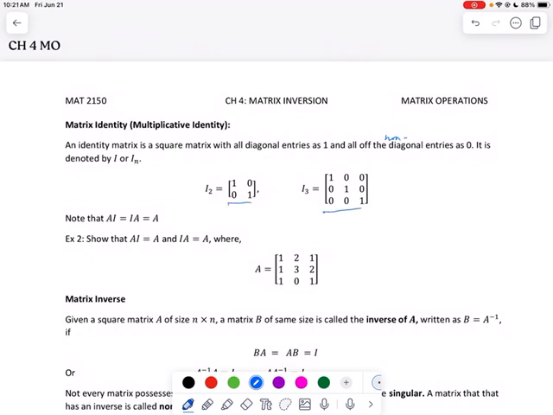Note that when you multiply a matrix A with an identity matrix, whether on the left or on the right, you will always get back A, and that is the purpose of the identity. This is similar to real numbers. We have the number 1, the multiplicative identity, because when you multiply any real number by it, you get back that real number.